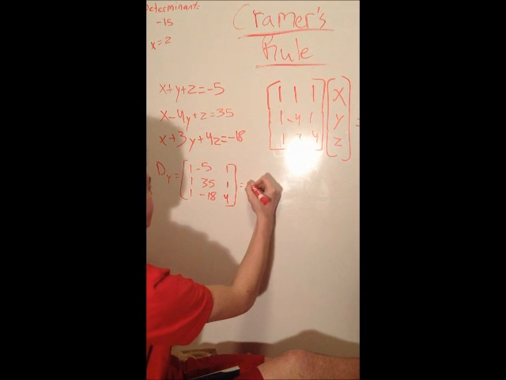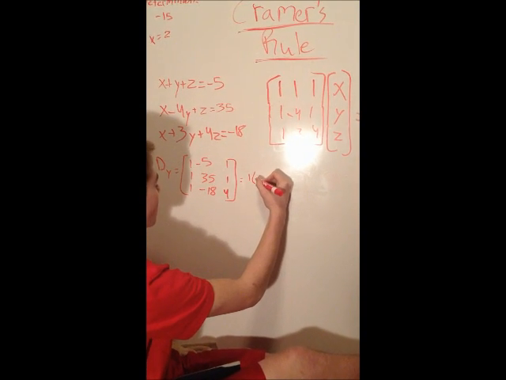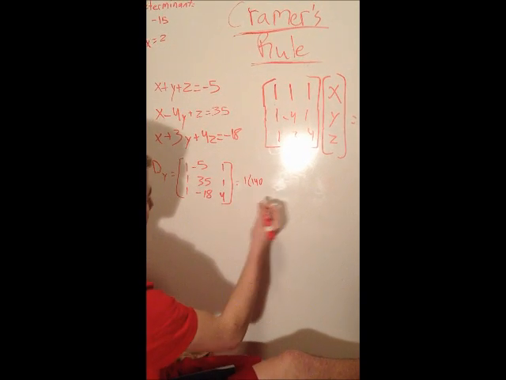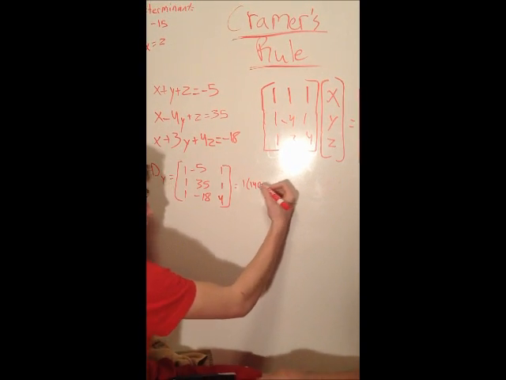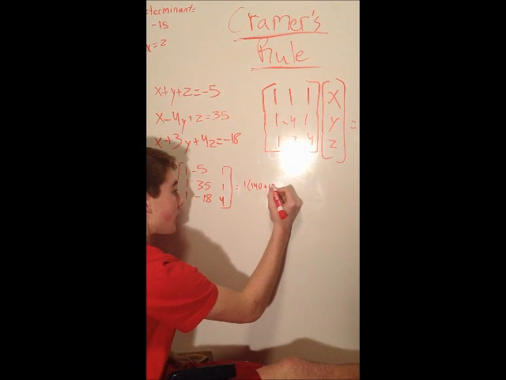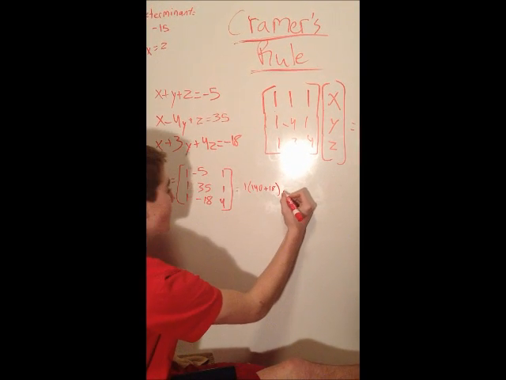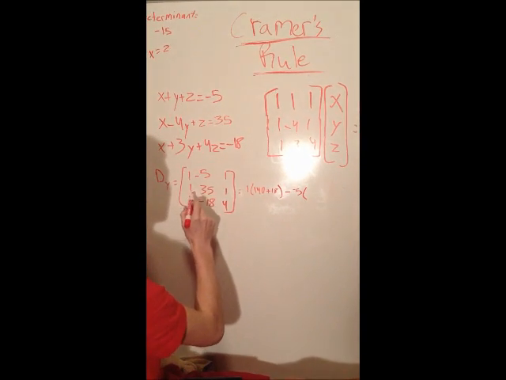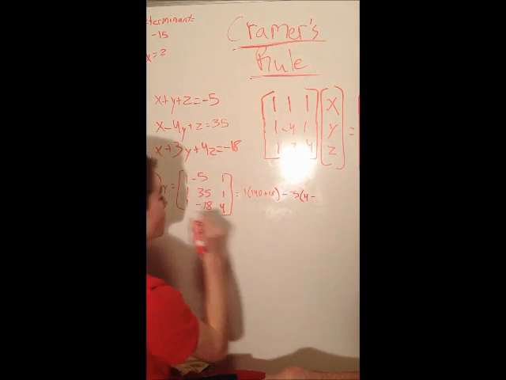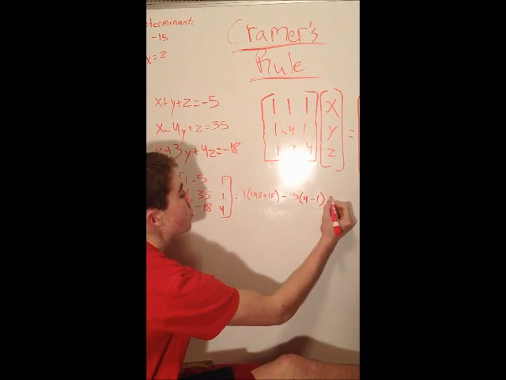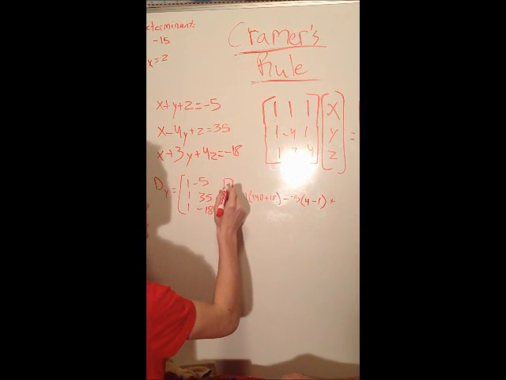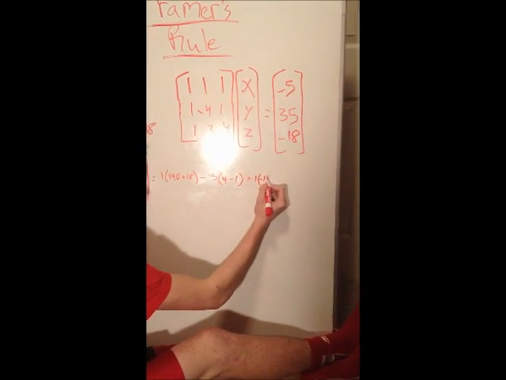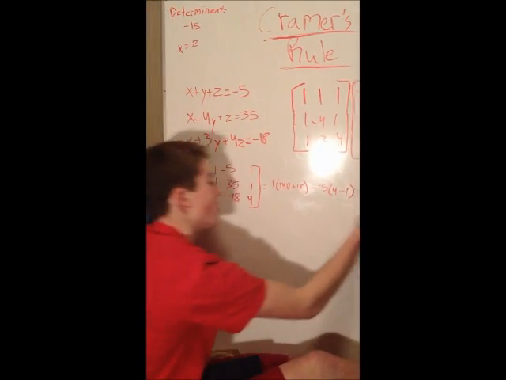So it's going to equal 1 times 35 times 4, which equals 140, minus negative 18 times 1 equals negative 18, but since it's negative, you're going to add it, 18, and then you're going to get negative 5, you're going to get minus negative 5 times, negative 5, 1 times 4 equals 4, minus 1 times 1 equals 1, plus, you're going to get 1 times negative 18 equals negative 18, minus 1 times 35 equals 35.